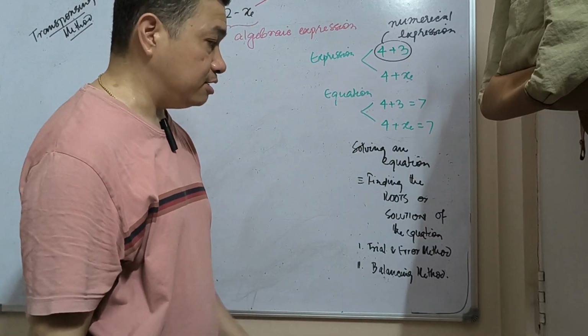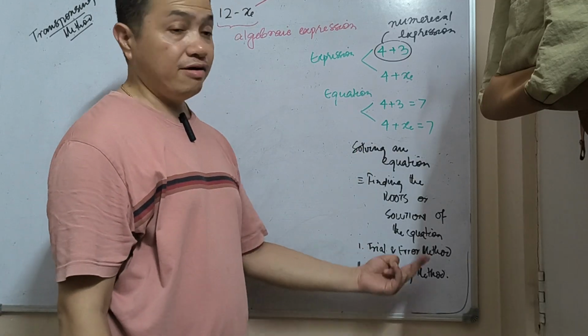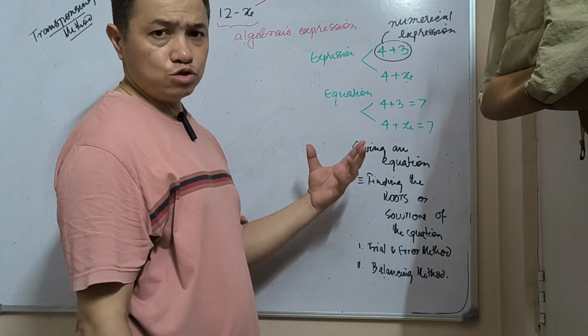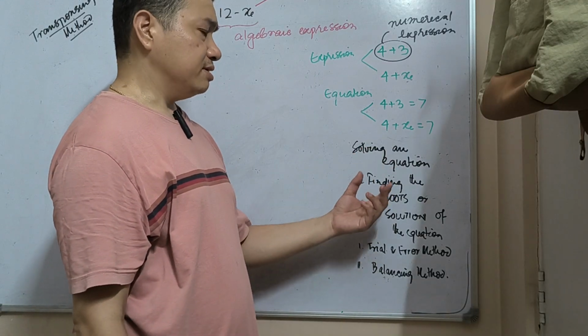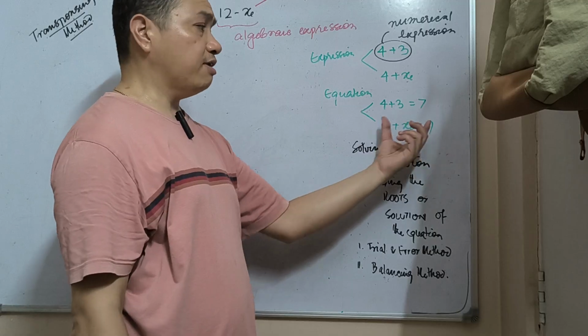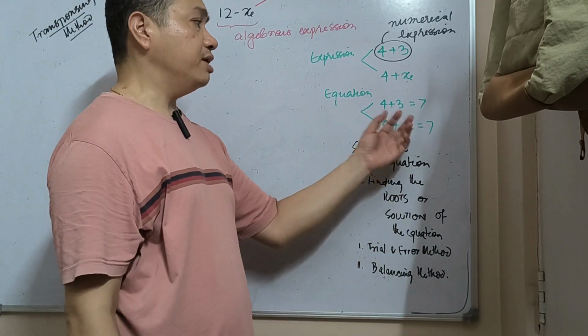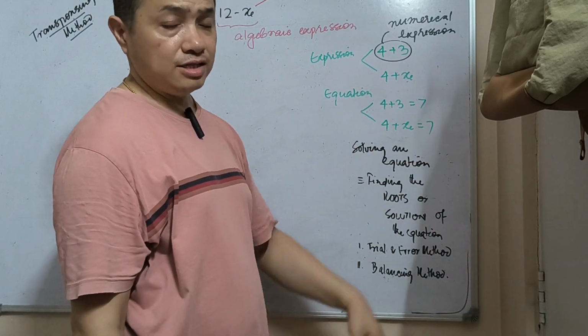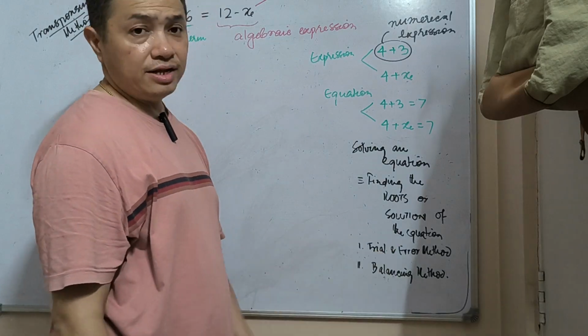And how do we find it? There are two ways. The trial and error method. You just keep on guessing 0, 1, 2, 3. See what value satisfies the equation, what value makes the left hand side and the right hand side equal. That is called the trial and error method.